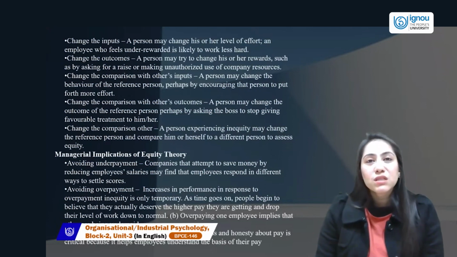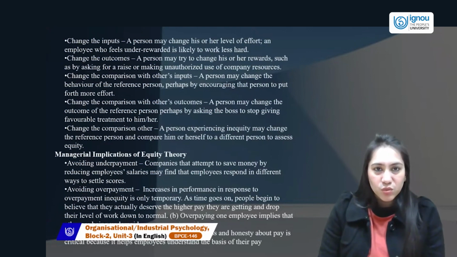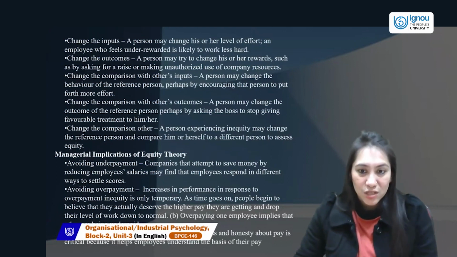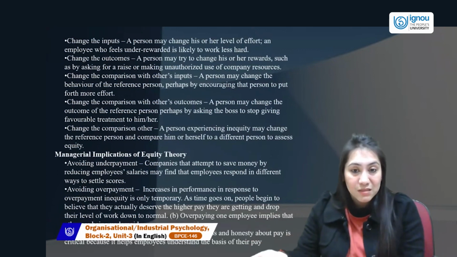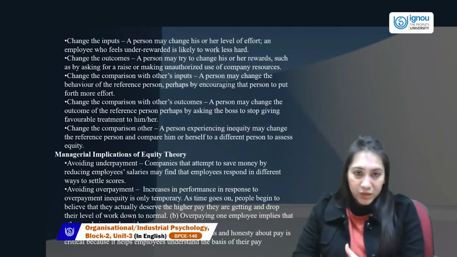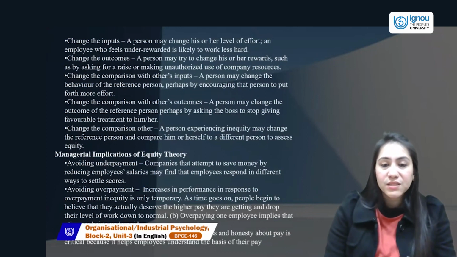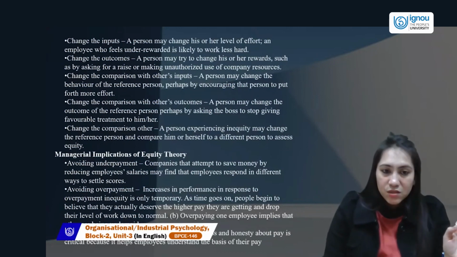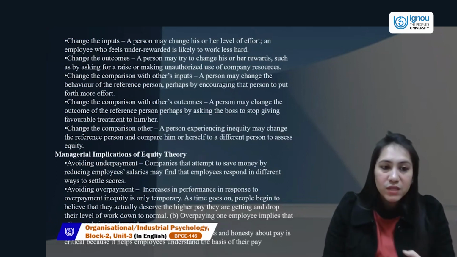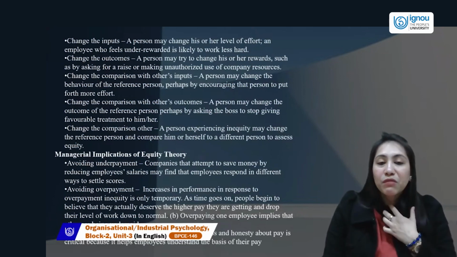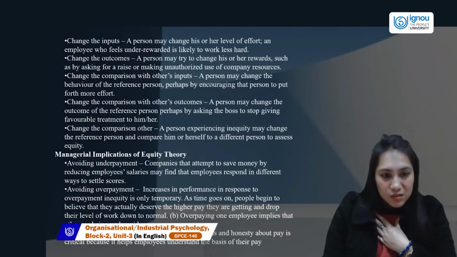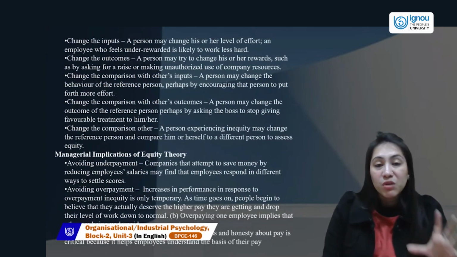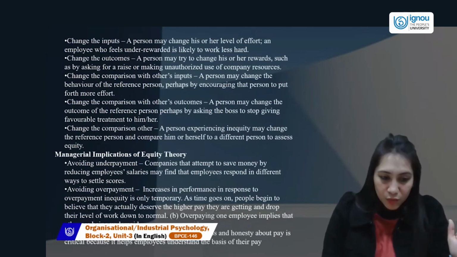Now, what are the managerial implications of inequity? Where do we see this getting applied? If you students are studying this, you should know if you apply it in an organization, will it be fruitful? Yes, we can actually avoid underpayment. Companies can reduce employee turnover and find employees respond in a different way to settle scores. So avoiding underpayment, avoiding overpayment, make sure that everybody receives what is required as per their profile.